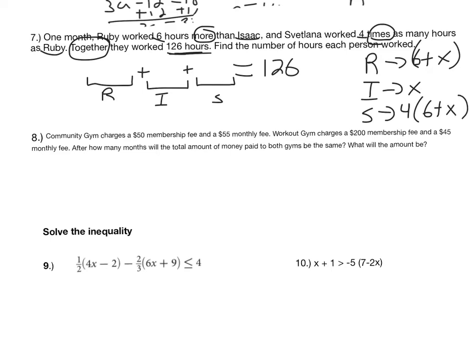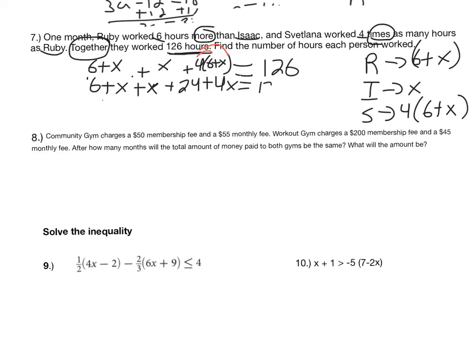We put all this information in our equation. So for Ruby, we have 6 plus X. For Isaac, it's just X. And for Svetlana, we have 4 times 6 plus X. And we solve. So your first step is going to be to distribute. So we distribute this 4 to each of the terms on the inside here, and we get 6 plus X plus X plus 24 plus 4X equals 126.